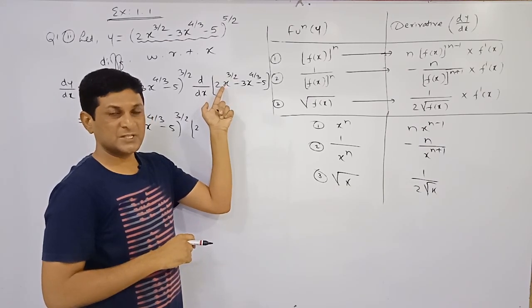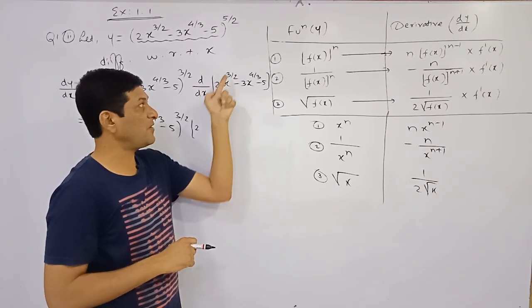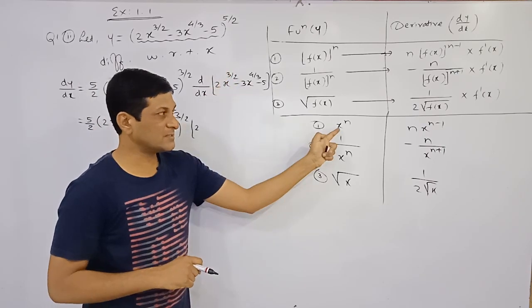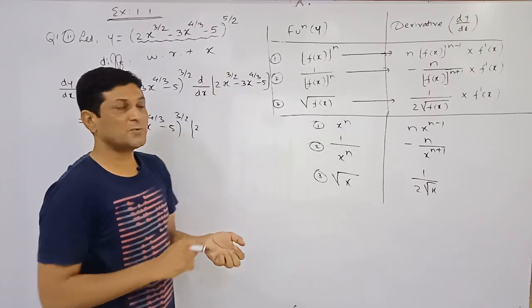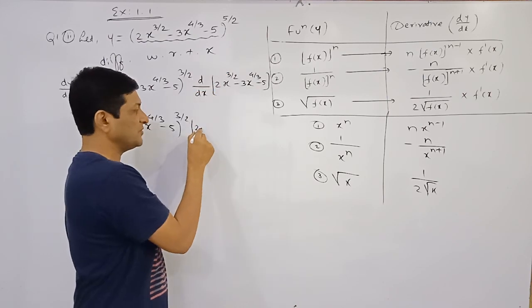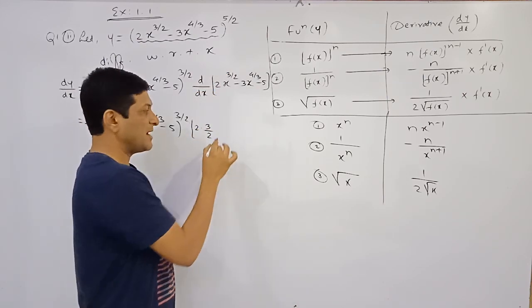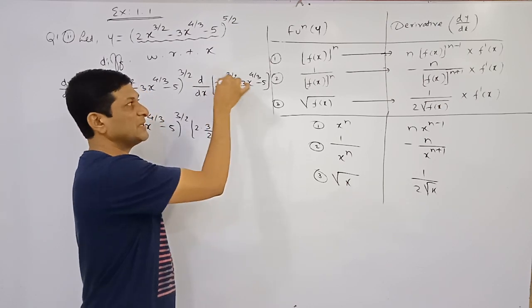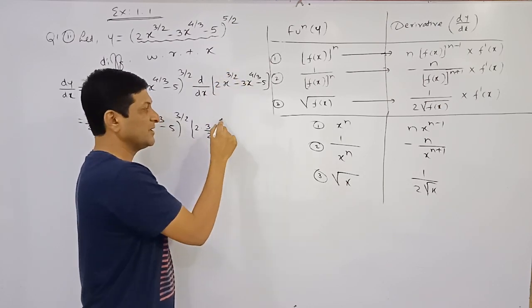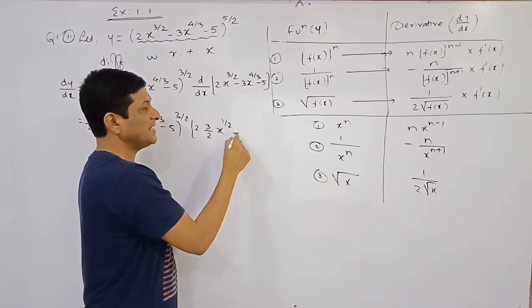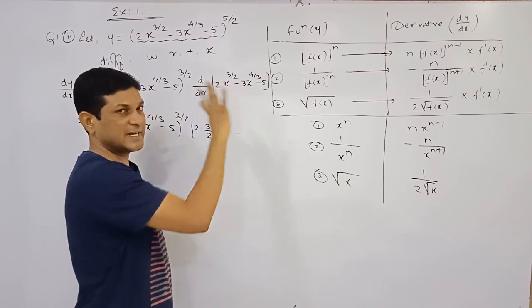To find out its differentiation, observe this term. It is in the form of x raised to power n. According to this formula, first take this power as a coefficient. So we have taken 3 by 2 as a coefficient and decrease the power by 1. If you are decreasing power by 1, 3 by 2 minus 1 will be equal to what? 1 by 2. Minus, now we are finding the derivative of the second term.